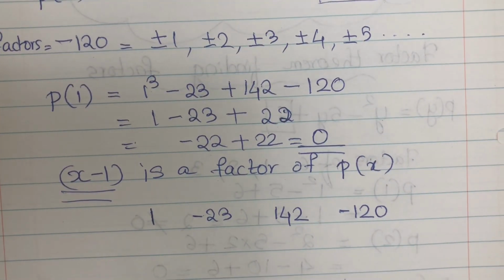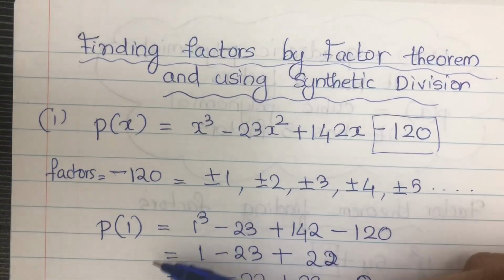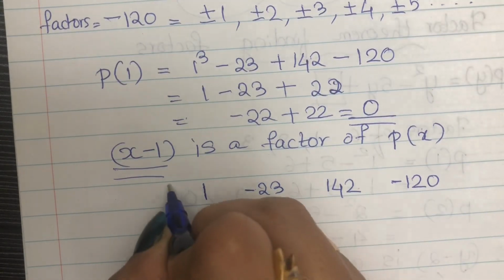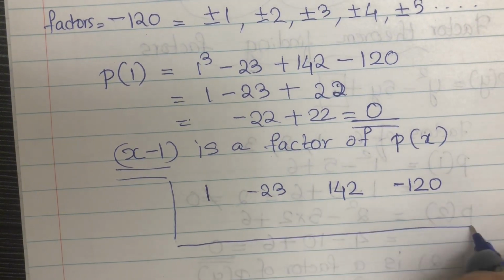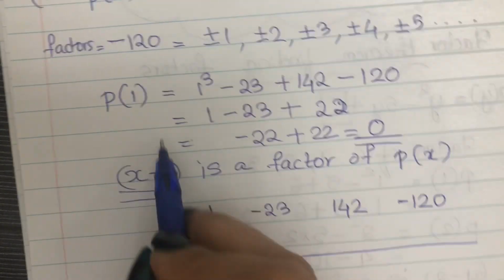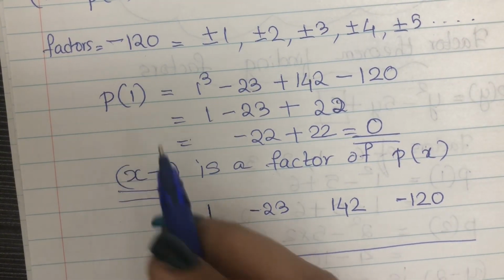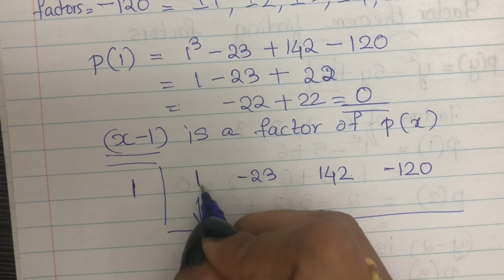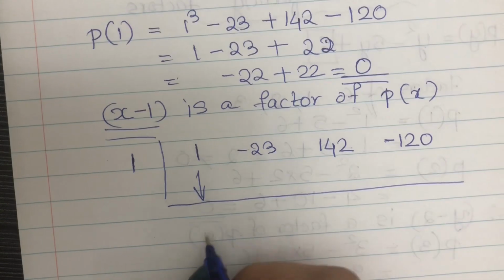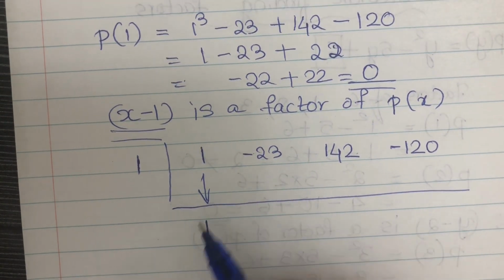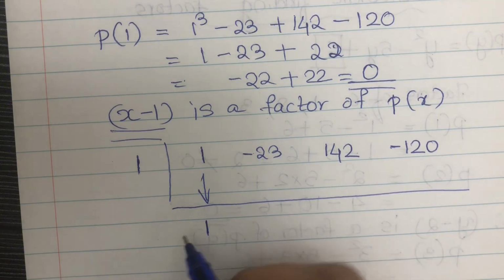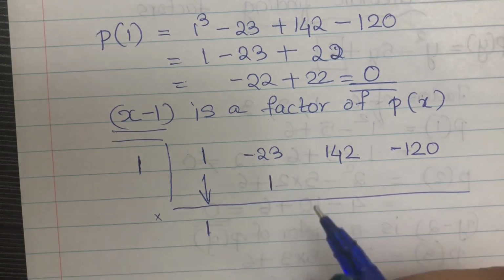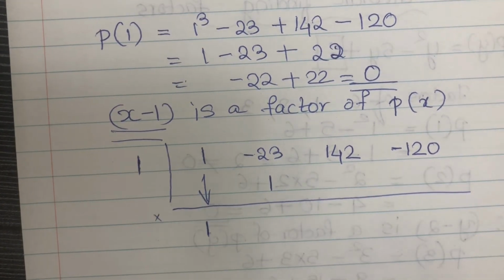Okay, and now we have what? We have p of 1. So we will take this one and do the synthetic division. How will we do it? We'll draw a box like this and put our p of 1. We have 0, no? So 1 we'll write here. And now what we'll do? Whatever we have in the first number we'll write here. 1 we'll write as it is here, and then we'll multiply. 1 into 1 is 1. Then now we will add.